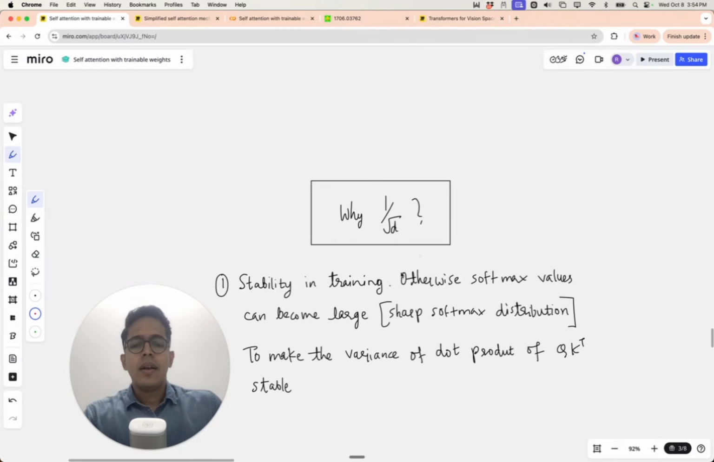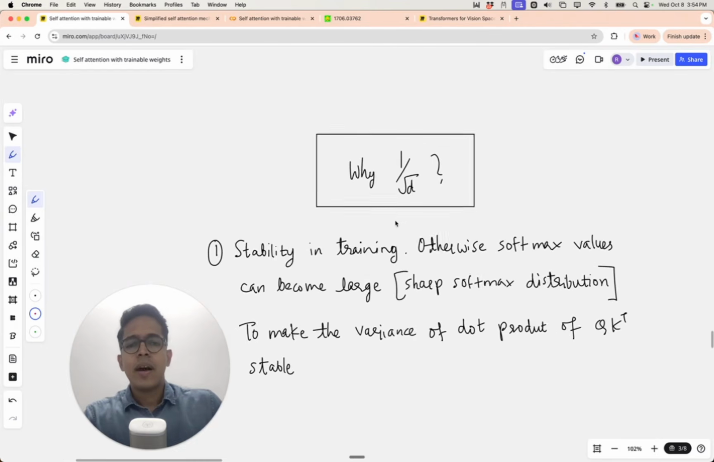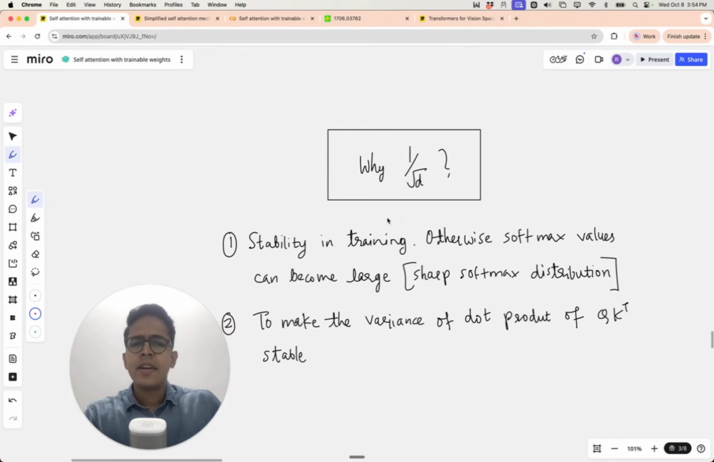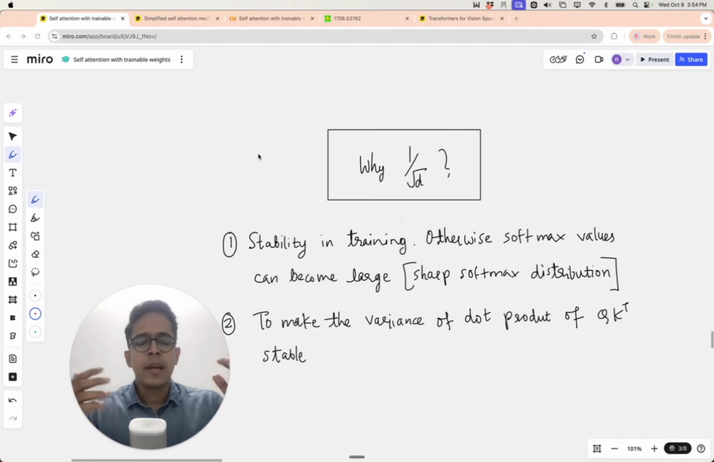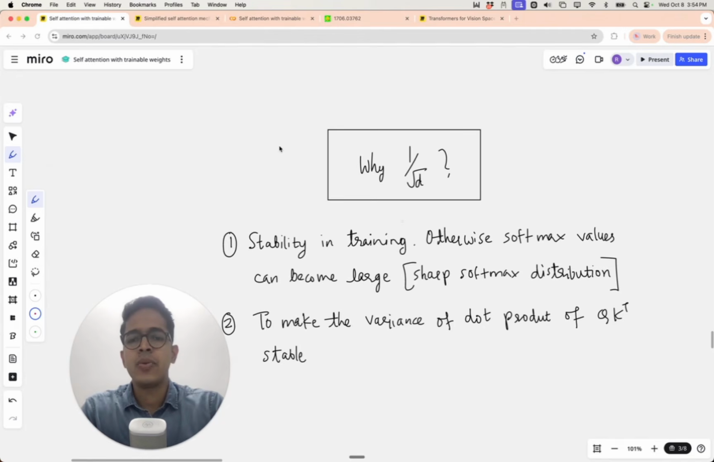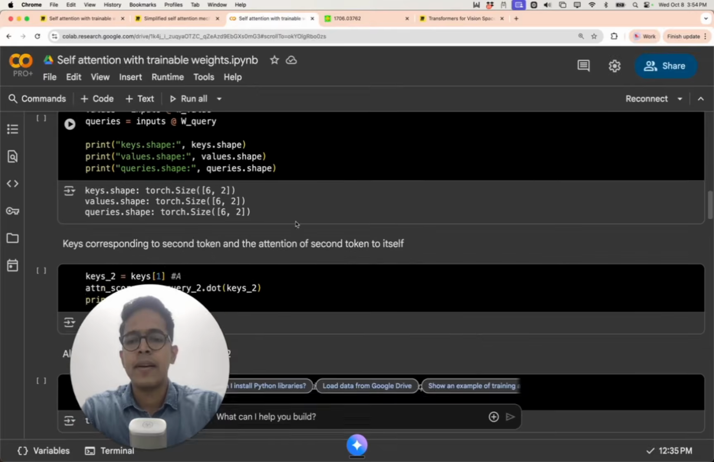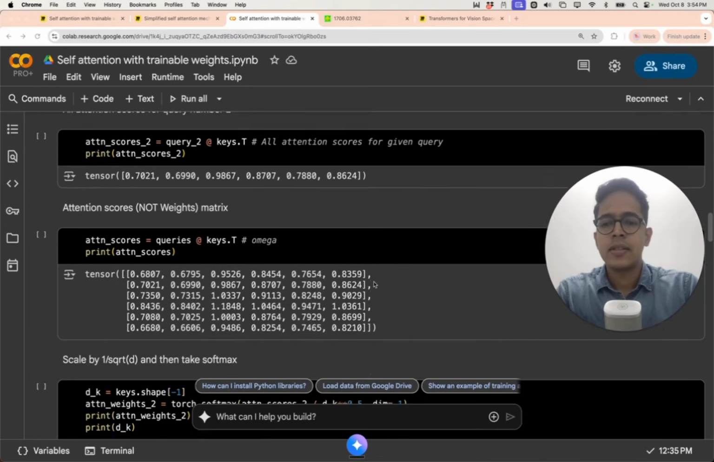Now, let's discuss a little bit why square root of d. Why exactly did we divide the numbers by square root of d? There are 2 reasons for this. The first one is softmax. When we take softmax of some big numbers or scaled numbers, it can become very steep. Let me first demonstrate to you in code what I mean by that, and then I can show you the rest of the code.